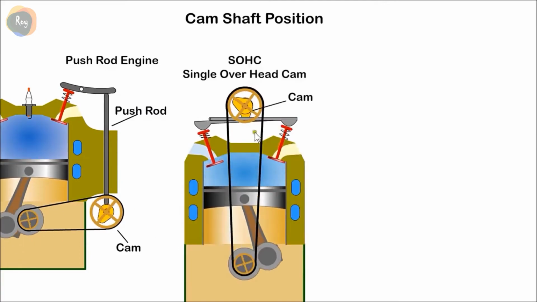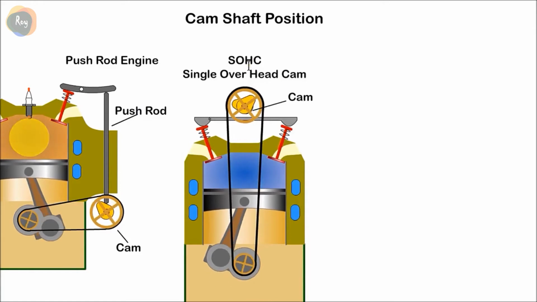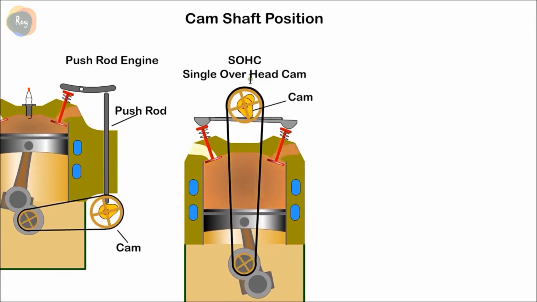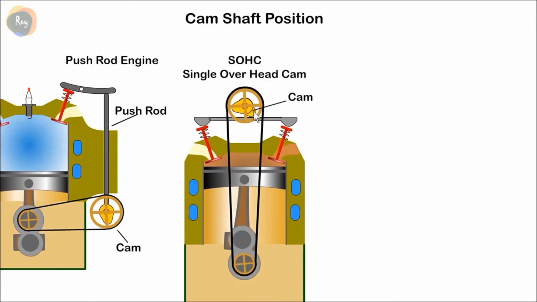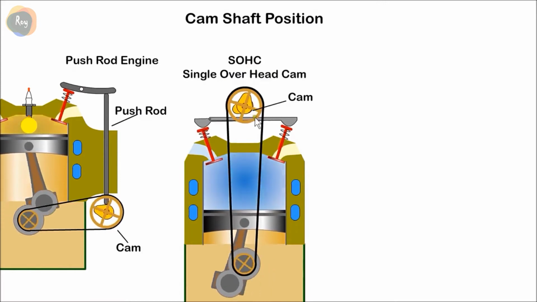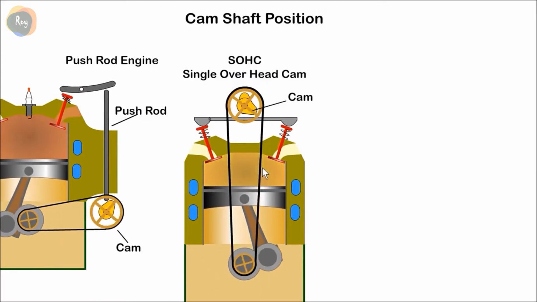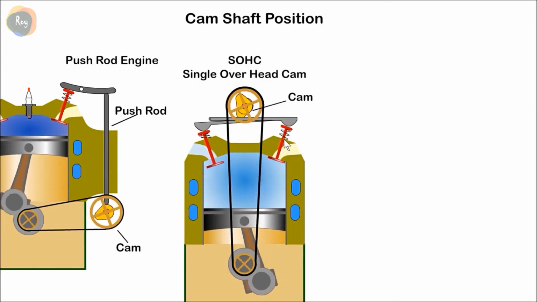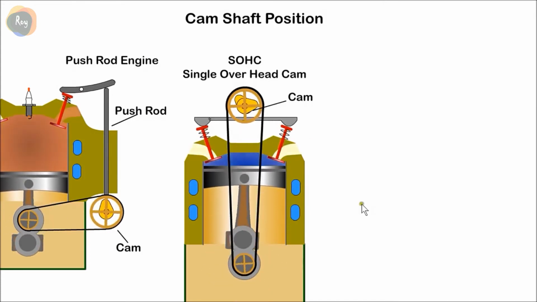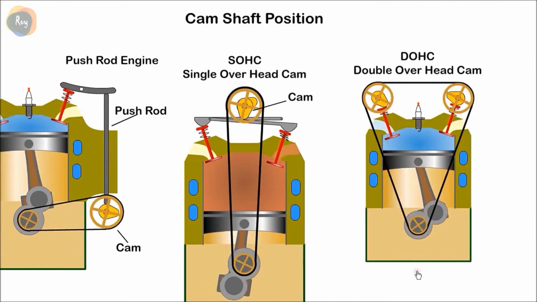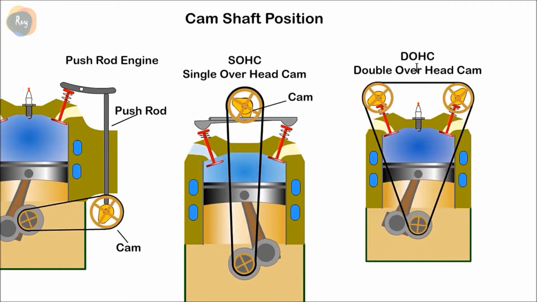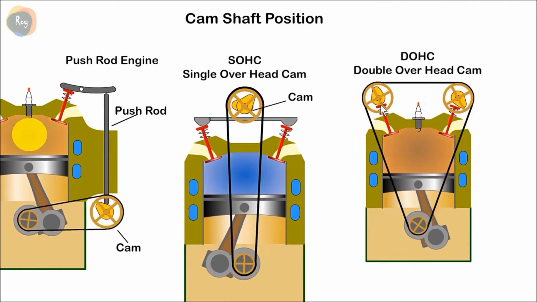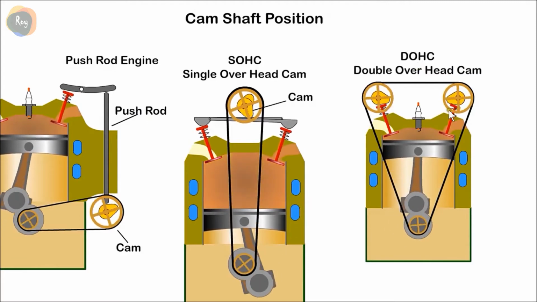SOHC, single overhead cam. In this design, the camshaft was relocated to the top of the engine and driven by a timing chain or belt. One camshaft was used to operate both the inlet and exhaust valves via rocker arms. In a DOHC, or dual overhead cam, separate cams were used for inlet and exhaust valves.